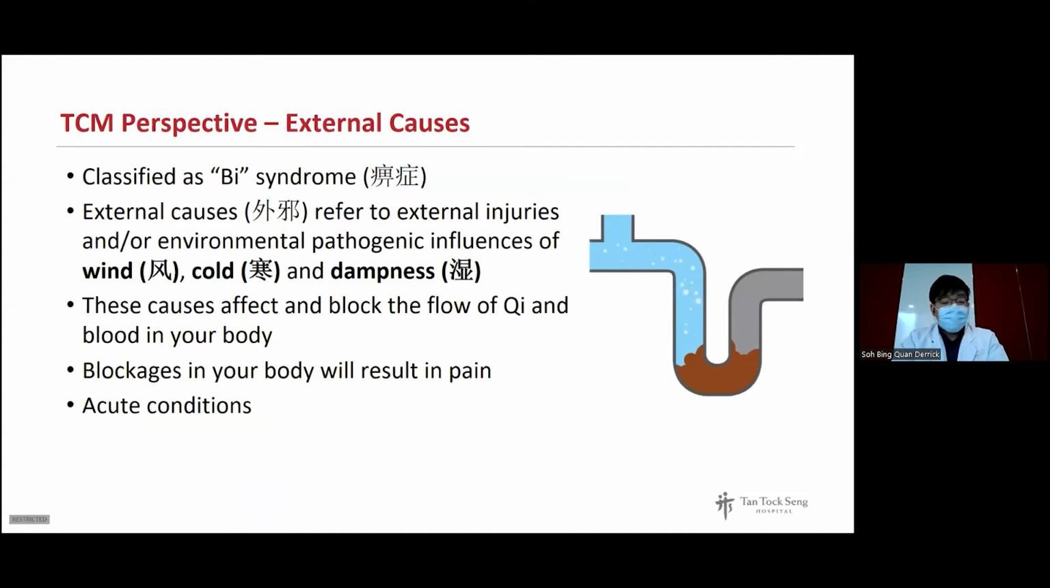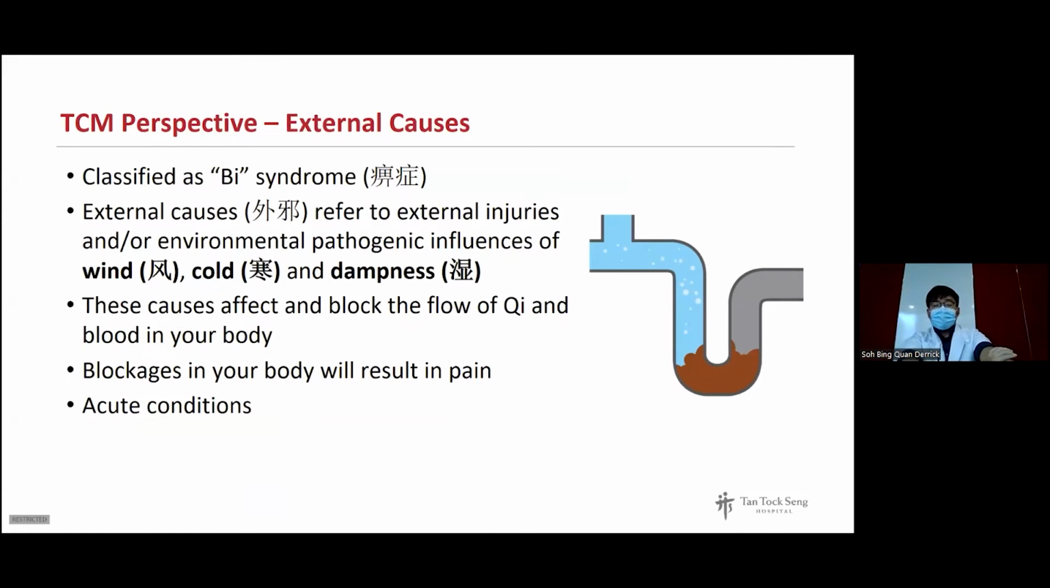Okay, now let's touch on TCM. So what's acupuncture if you are a TCM trainer? So we need to talk a bit about TCM. For neck pain, or any pain condition, we classify it as Bi syndrome. In Chinese, we call it Bi zheng. This can be caused by external causes such as wind, cold, and dampness. Wind is feng, cold is han, and dampness is shi.